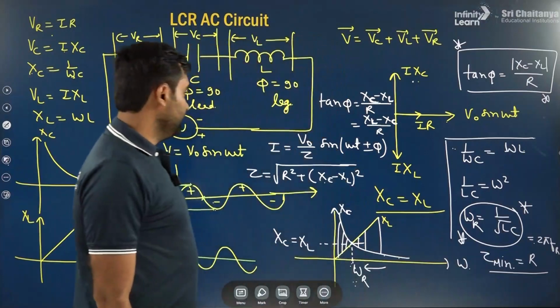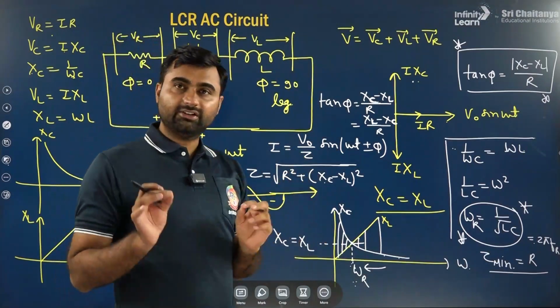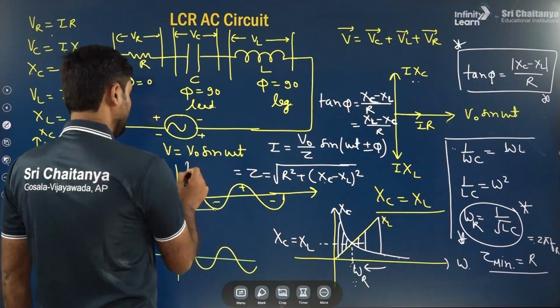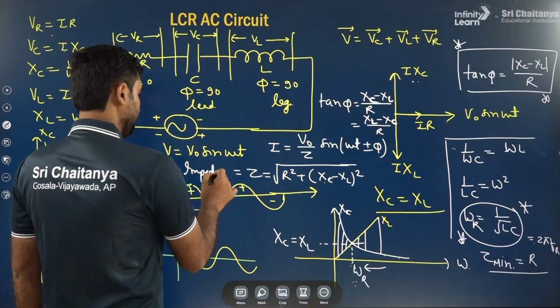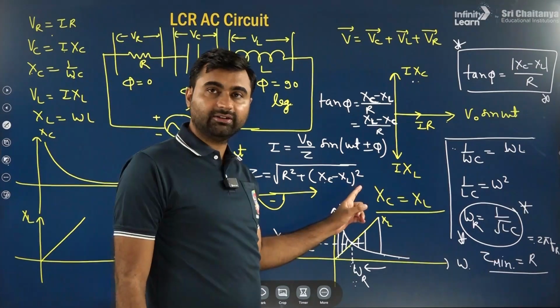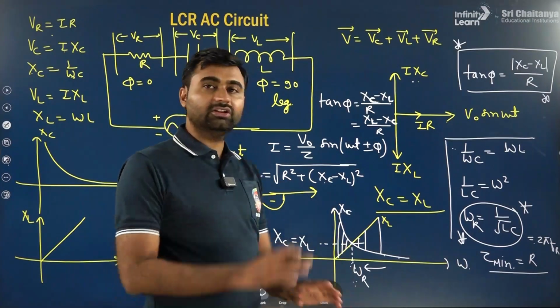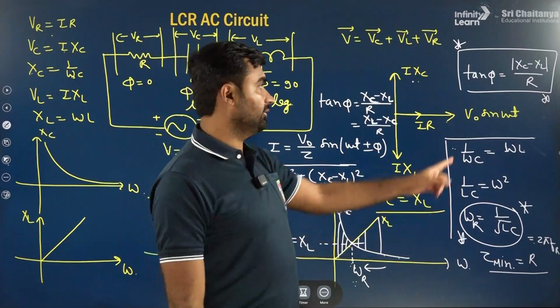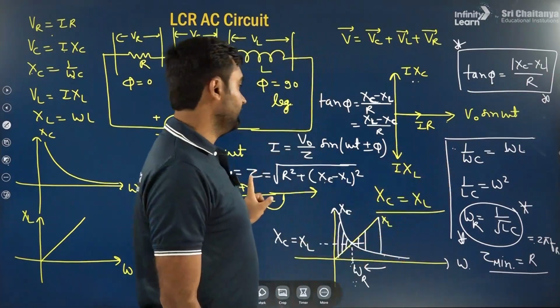Then we discussed this Z. This Z is known as impedance, and you have to remember this impedance formula. It is root over R square plus (Xc minus XL) square. This formula is valid for all cases. Whatever the case, it is valid for all.